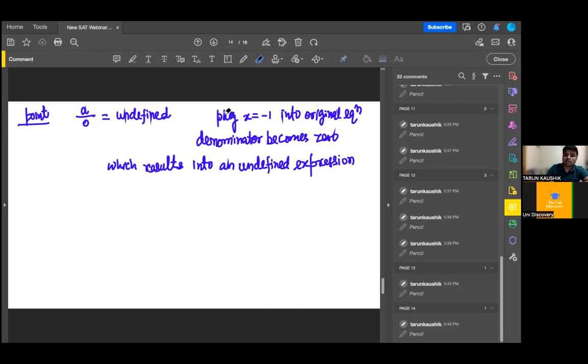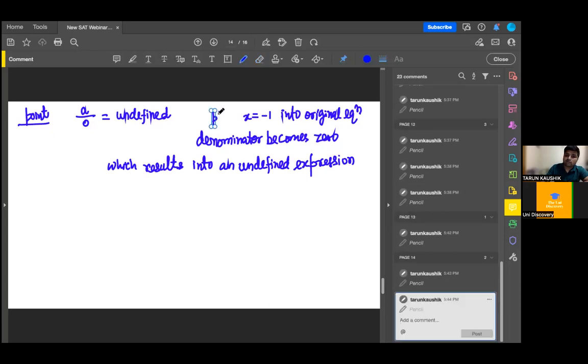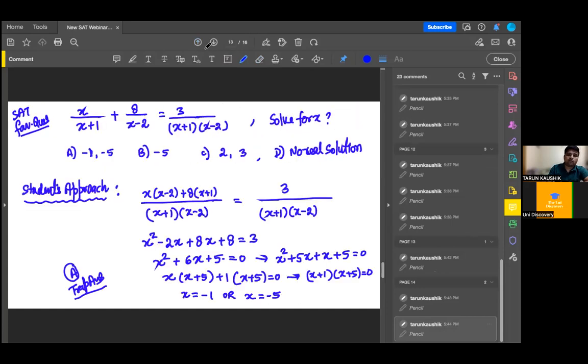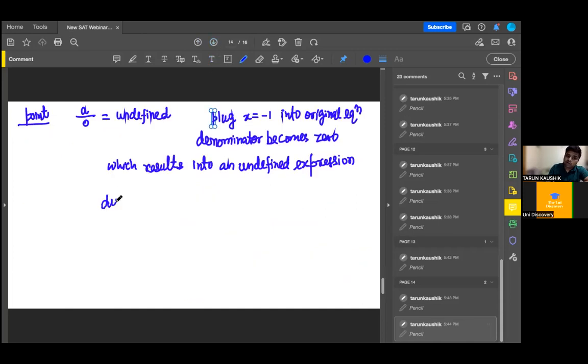So I know that any value or solution which is making my expression undefined, I cannot consider that value as part of my valid solution set. So there were two values, -1 and -5. As soon as I plugged x equal to -1, my denominator on the left hand side becomes 0, as well as on the right hand side it becomes 0. So what do I need to do? I need to discard x equal to -1 from the valid solution set.